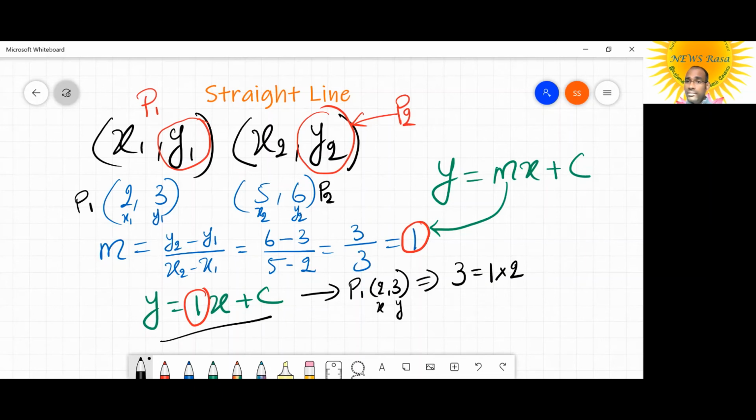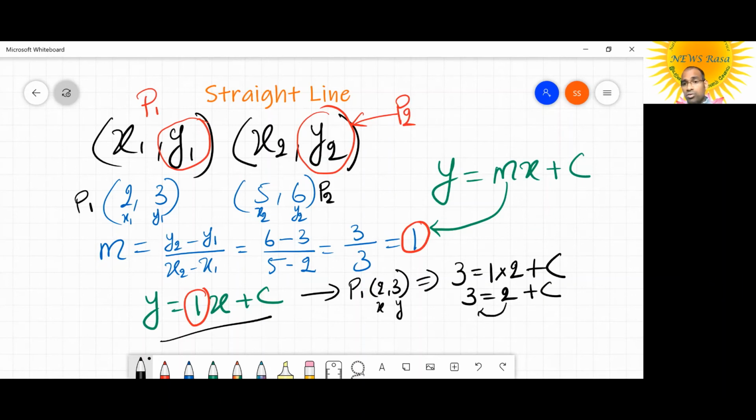Are you happy with that? Good. Then what I'm going to get is c. c is the one I need to find out. So my equation would look like: 1 times 2 is 2, yes. So it's 3 equals 2 plus c. Are you happy with that? Then I just need to find the c from here, so I just need to do a rearrangement.